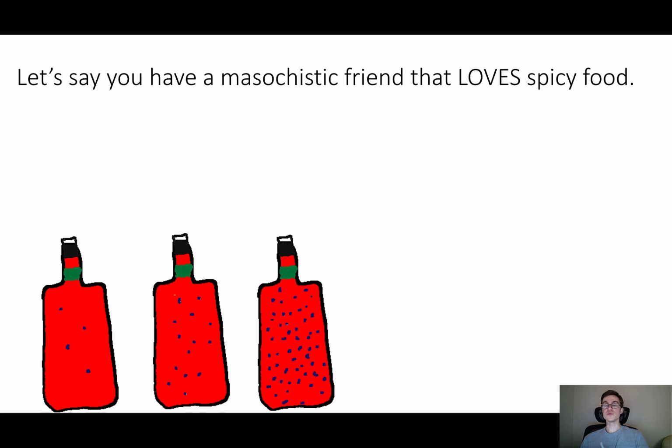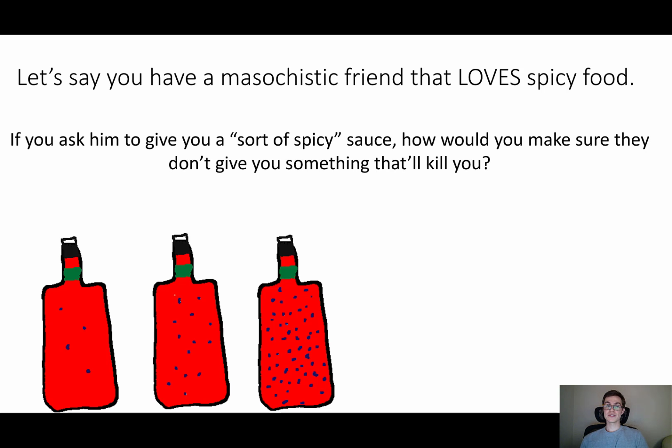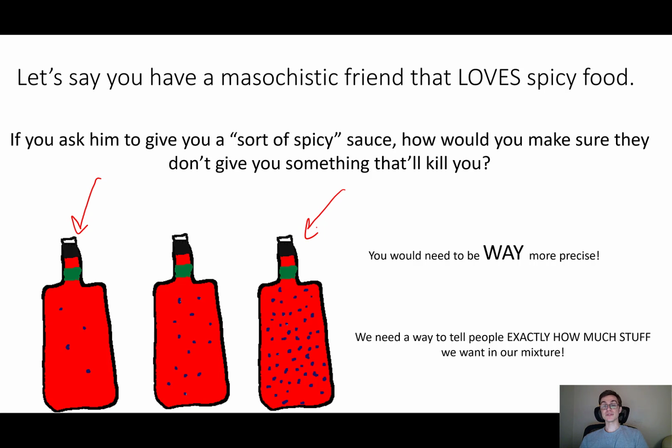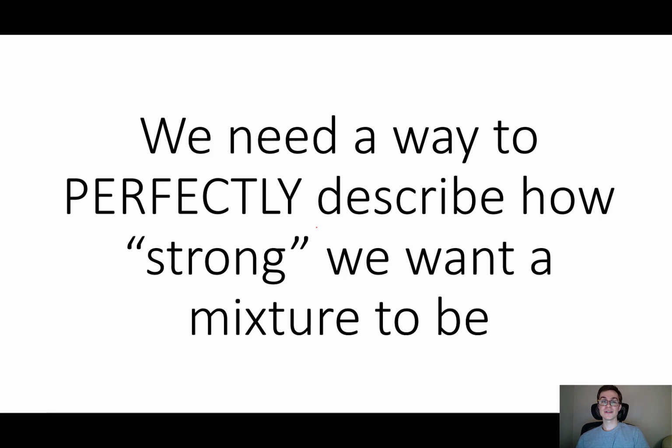So let's say you have a friend who loves spicy food. You want to get into this whole spicy food thing, you're not sold on it. So you say, give me some sort of spicy hot sauce. And what you're thinking of when you think of sort of spicy is this. That's sort of spicy. But how do you know your friend doesn't want to give you this? Because maybe that's sort of spicy to them, but it'll melt your face off. I mean, you need to be way more precise. You don't want to say, give me something sort of spicy. You want to make sure that you're getting what you want. You need a way to tell people exactly how much stuff you want in your mixture. We need a way to perfectly describe how strong of a mixture we have.